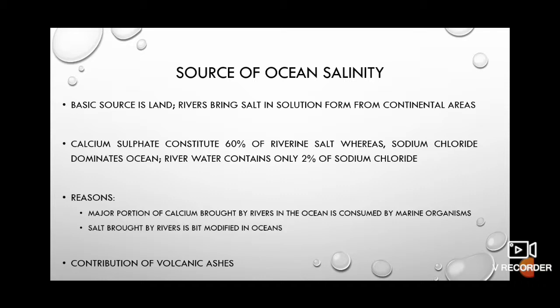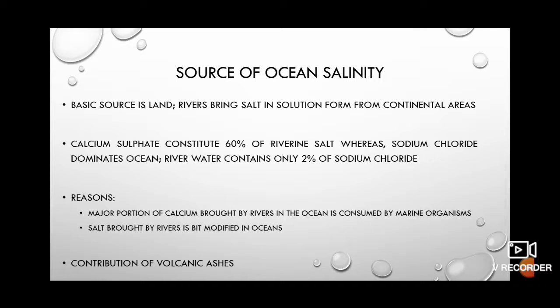Let's look at the major source of our ocean salinity. Basically, the major source of our ocean salinity is our land itself. The rivers bring an enormous amount of salt in solution form from the continental areas. But there is a lot of variation between the composition of sea salt and riverine salt. In riverine salt, 60% of the salt is constituted by calcium sulfate. At the same time, we all know that sodium chloride mainly dominates the salinity of oceans, while river water contains only about 2% sodium chloride.